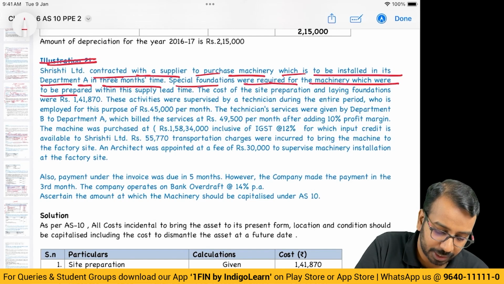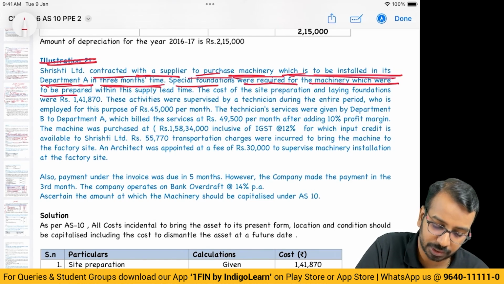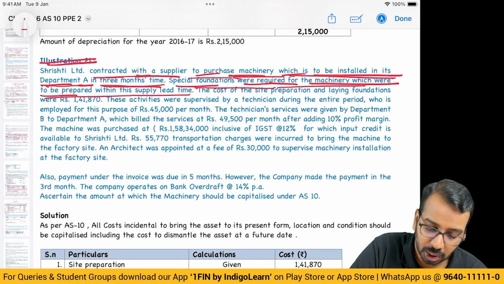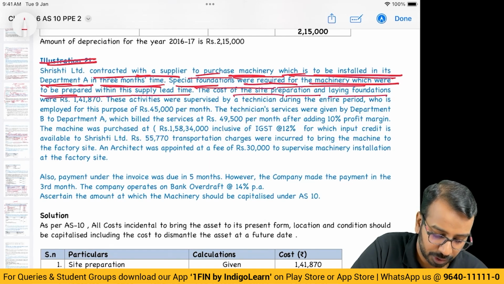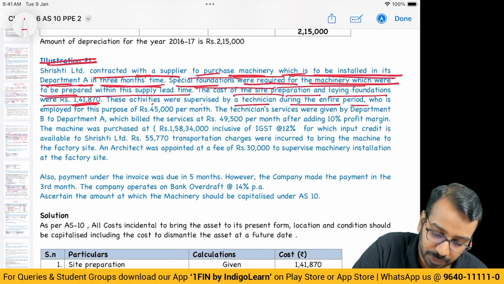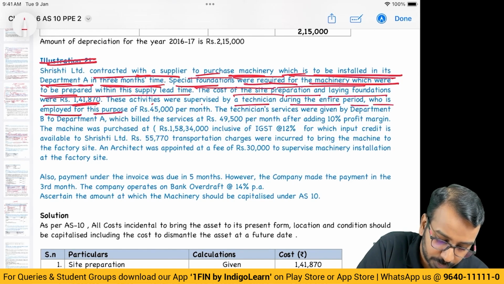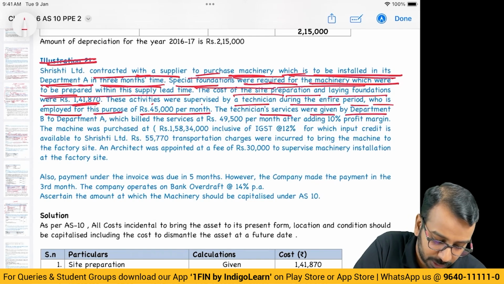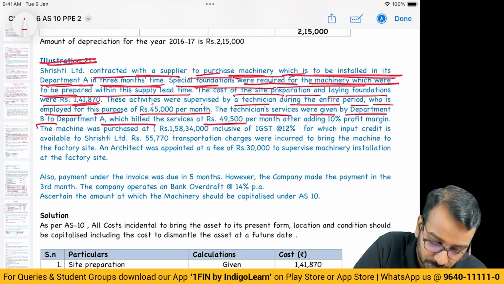So Srishti Limited contracted with a supplier to purchase a machinery which is to be installed in its department in 3 months time. Foundations were required for the machinery to be prepared within the supply lead time. Cost of the site preparation and laying foundations were rupees 1,41,870. These activities were supervised by a technician during the entire period, who is employed for this purpose at rupees 45,000. Technician services were given by Department B, which billed the services at 49,500.